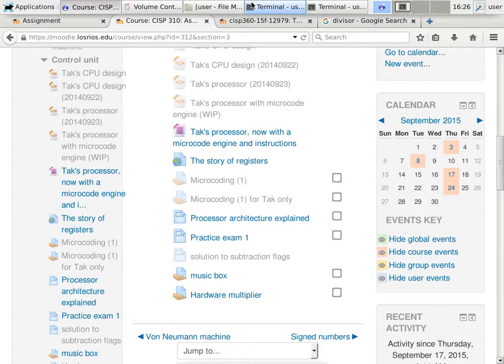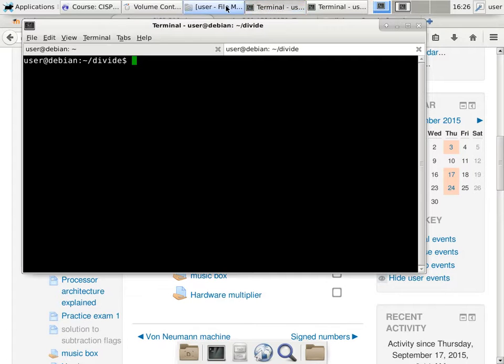So let's go ahead and take a look at the design. How do we put something like that together?